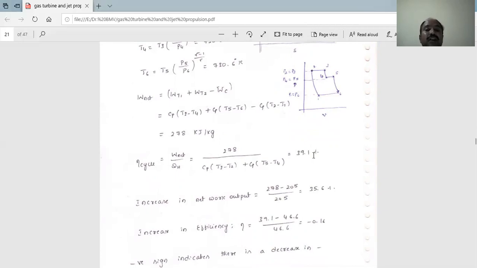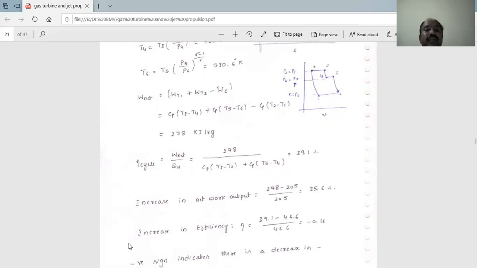Just observe the change in net work output and efficiency. The increase in net work output is equal to 278 minus 205, where 205 is the simple gas turbine work done, divided by 205. It becomes 35.6%. Net work output increases.